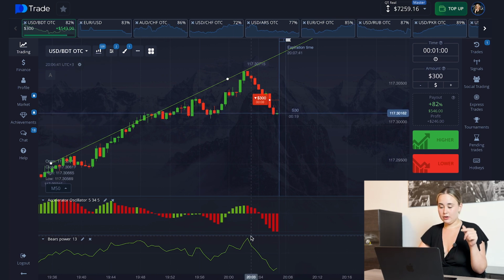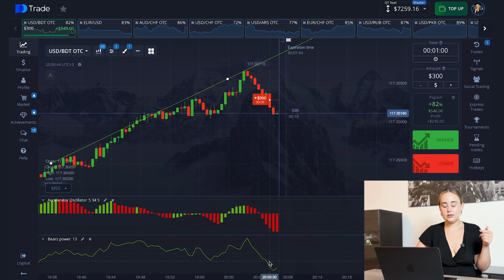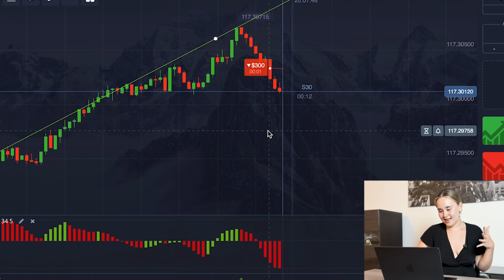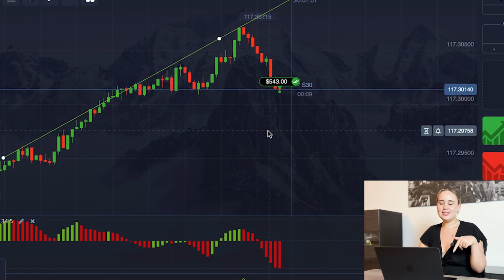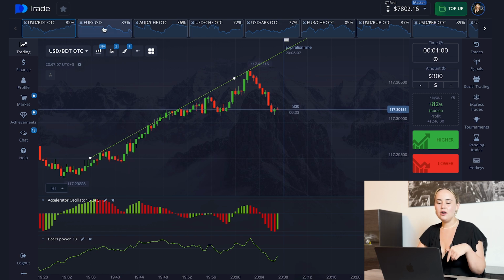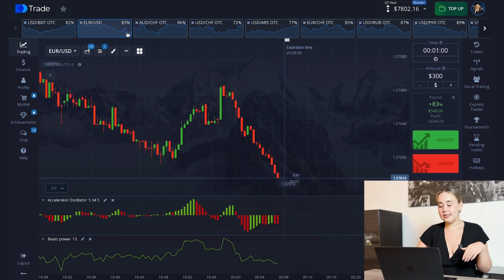Bears Power was showing and is still showing that the price is going lower, and this is exactly what's happening, guys. And yes, this is our first profitable deal for today, guys. It's amazing. You see that with assets like this, it's really not risky and really easy to make some profit. Let's move on and make some more deals.